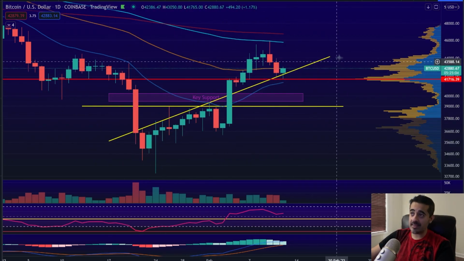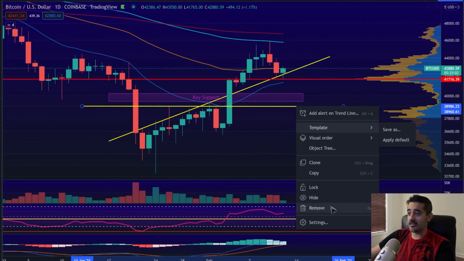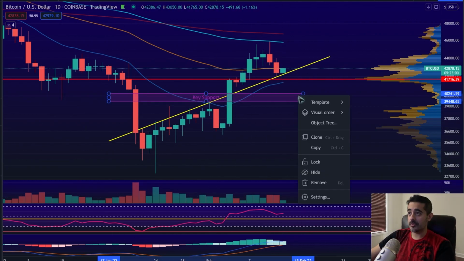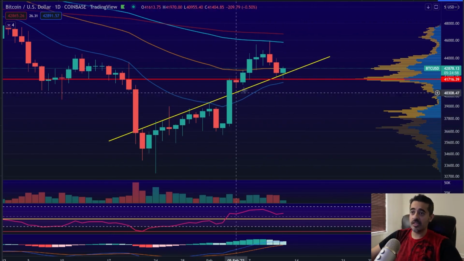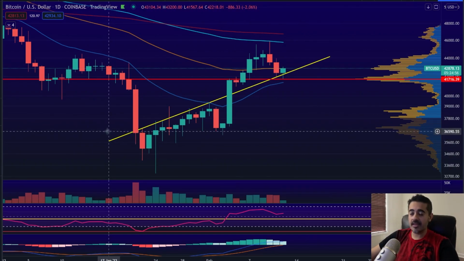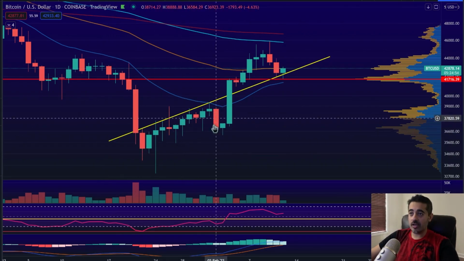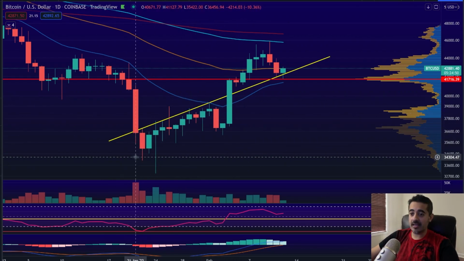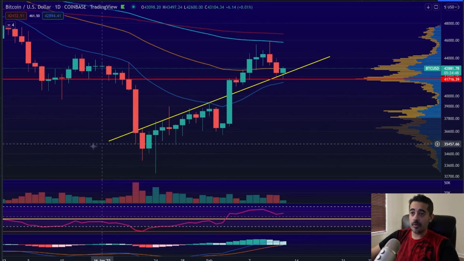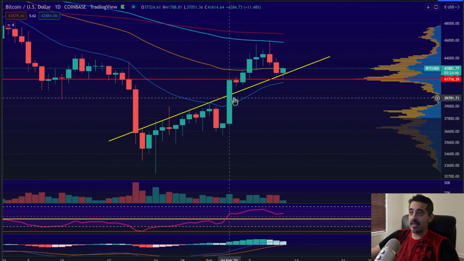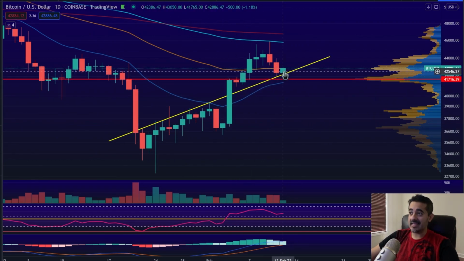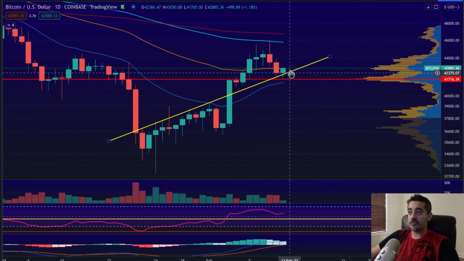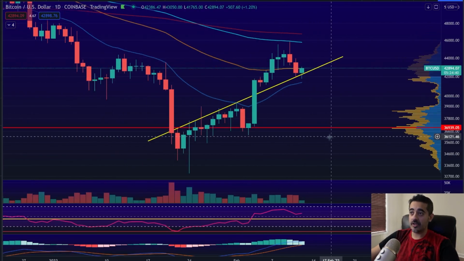So this trend line, and I'm going to hide this one so it makes a little more sense to you. We'll even hide the key support. Okay, so this trend line, very simple to understand, right? When we were in that ascending triangle moving up and we were getting resistance this entire time, pretty much all of January, we were getting resistance on this trend line. Now, this trend line is acting as a support. So if we were to bounce off of this trend line, that's a very good thing as well.